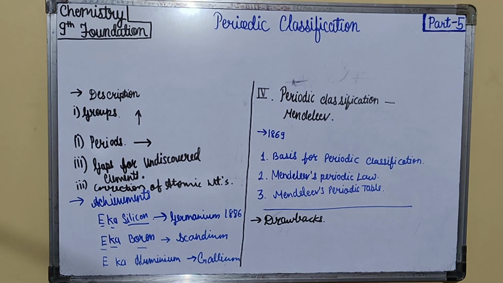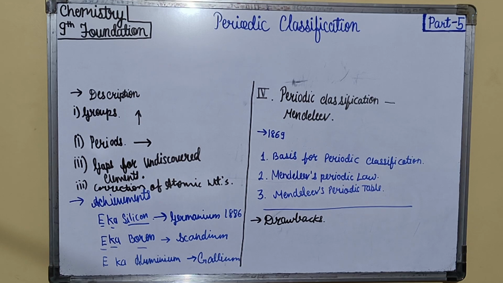Sixth, electronic arrangement of elements. It has not explained the electronic arrangement of elements. And seventh, no explanation for the cause of periodicity. Mendeleev's periodic table was not able to explain the cause for periodicity among the elements, that is, why the elements present in the same group have similar properties.